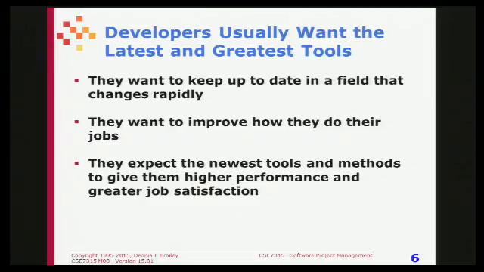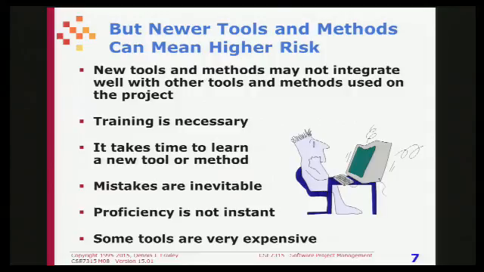Developers usually want the latest and greatest because, after all, they're trying to be at the front of their own field. Developers are generally very optimistic about how wonderful these new methods are. But newer tools can mean risk. For example, they may not integrate with other tools and methods that you have to use. They may produce output in a format that your other tools can't read.